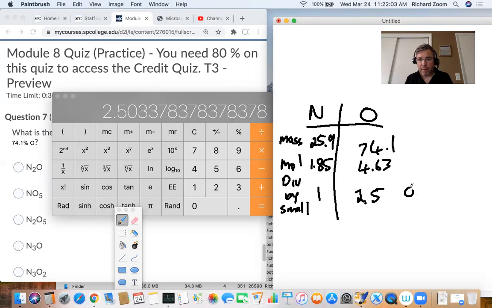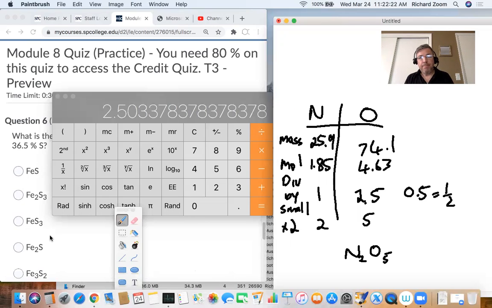So now, since 0.5 is equal to a half, we'll multiply both of these by 2. That'll be 2, that'll be 5, and N2O5 will be my final answer for that one. So that's pretty much it.